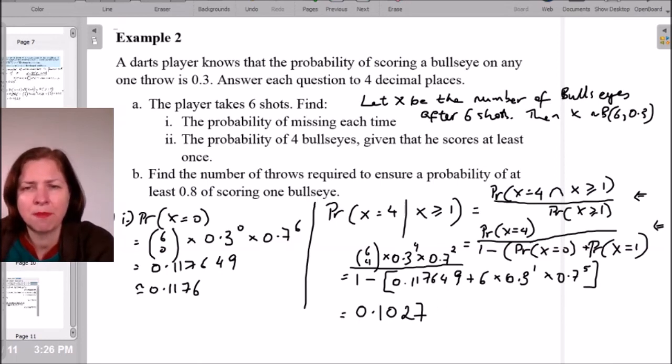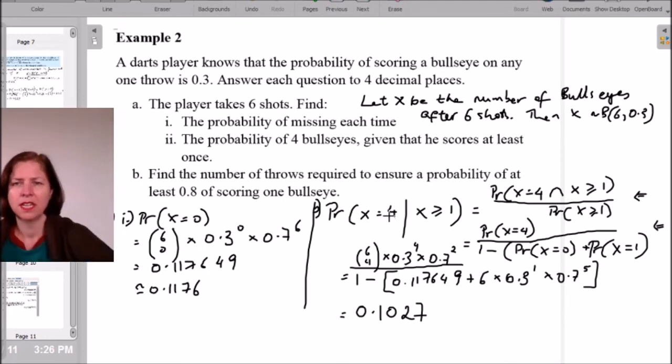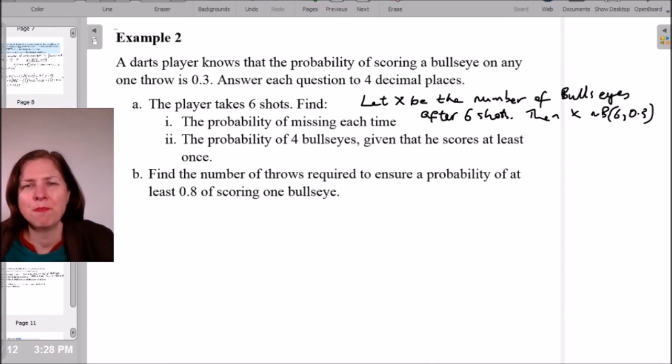Okay, that was part B. The probability that I'm going to get 4 bullseyes given that I get at least 1. Now, actually for part B, we're going to come back and look at part B later because it actually is related to exercise 14C. So I'm not going to do that now, and anyway, this is long enough. So I'll leave you with that and we'll return to example 2 part B in another video.